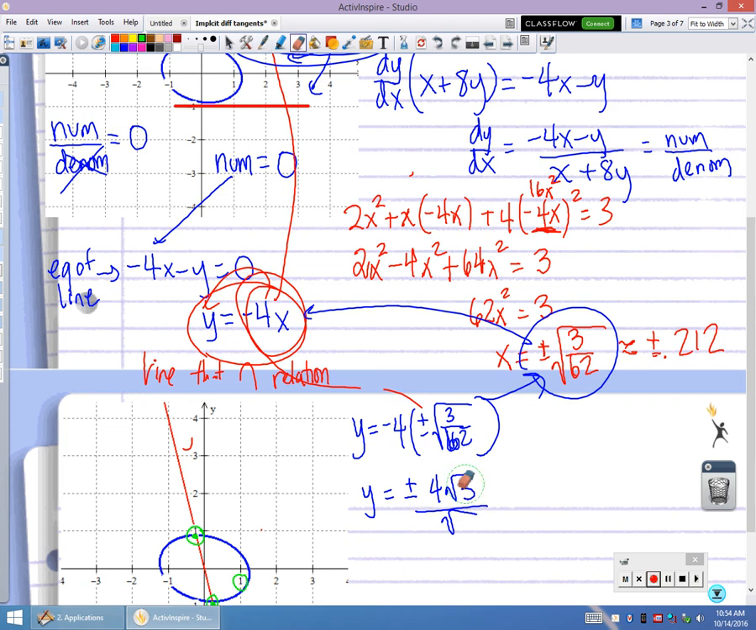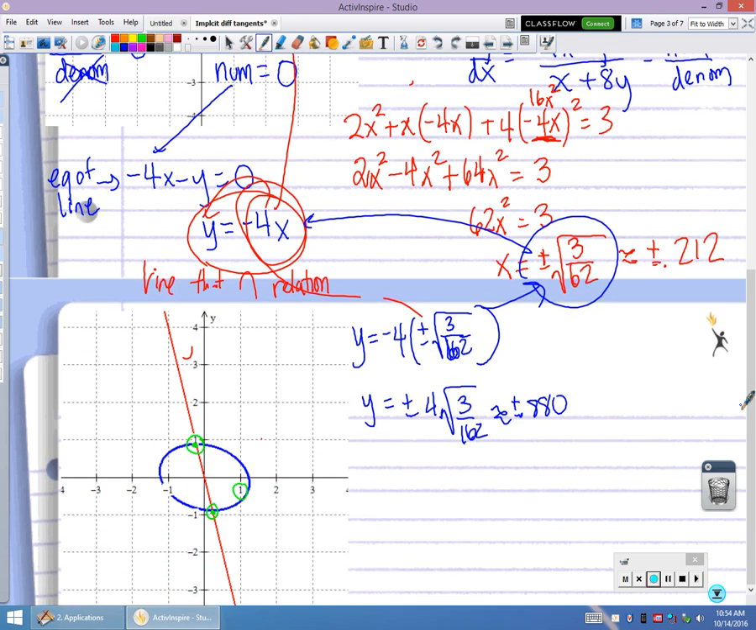Let me do a better job of that. Plus or minus 4 times the square root of 3 over 62. I also found those y values, which happens to be plus or minus 0.880, which again, if you look at the graph, those are approximately where the y values lie for the horizontal tangents that we were looking at.